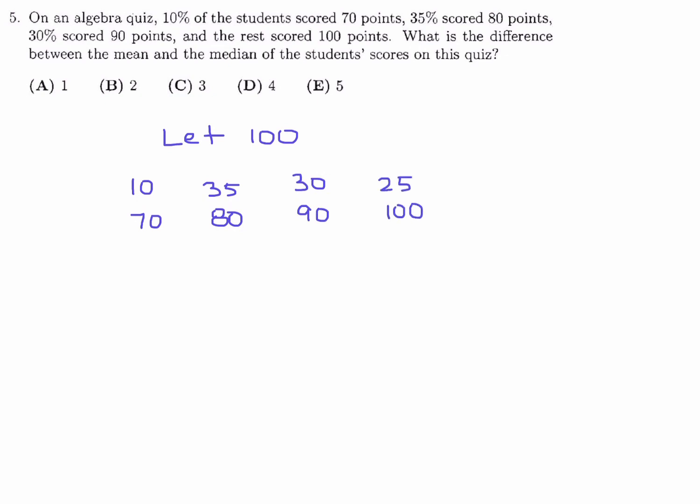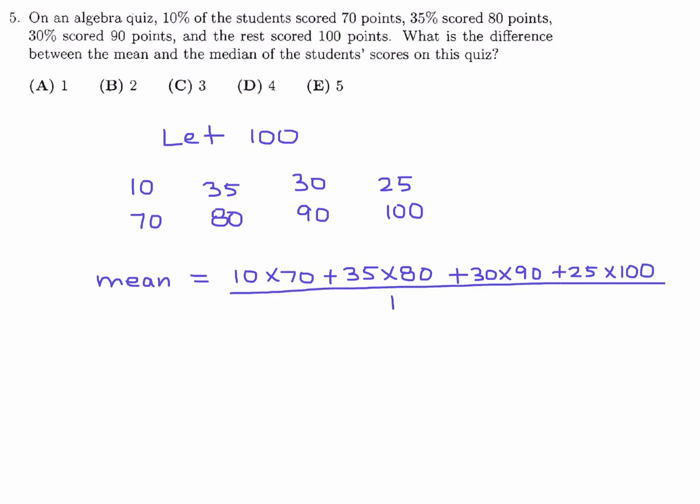100 points. So the mean is pretty straightforward. You just take an average, right? So 10 times 70 plus 35 times 80 plus 30 times 90 plus 25 times 100. And of course you divide the total by the number of students. When you crunch out these numbers, you get 87.